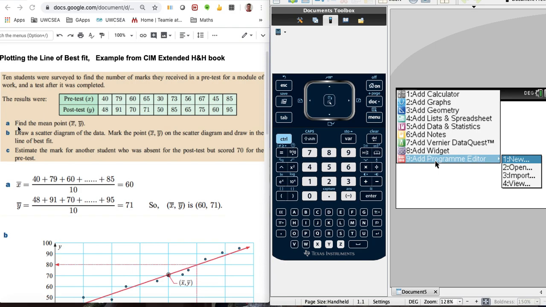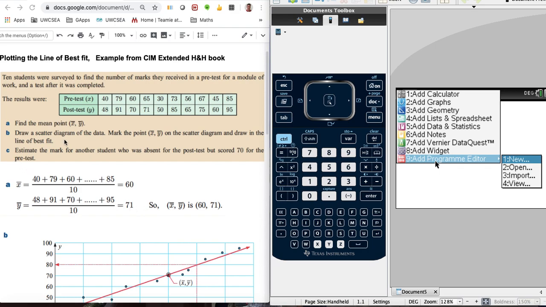So part A is asking us to find that point: find the mean point X bar, Y bar. We usually use this bar notation to show the sample. This is probably only 10 students out of a lot of them, maybe a whole class or a whole year group. To find the means, we just add them all up and divide by how many there are, and that's what part A is doing. So X bar is going to be 60 and Y bar is 71, and we're going to need that point.